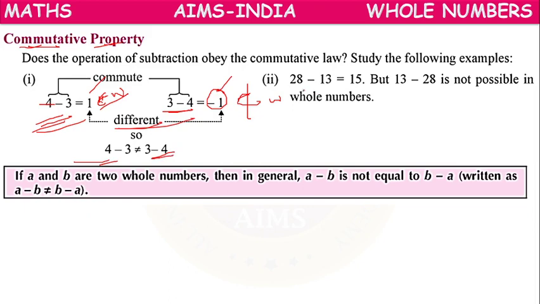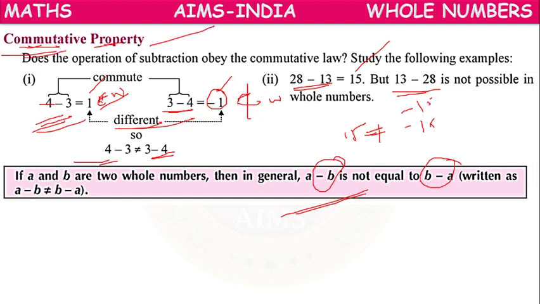In the same way, 28 minus 13 equals 15, but 13 minus 28 equals minus 15. So 15 is not equal to minus 15. So A minus B is not equal to B minus A. We can do the difference in any order, but the result will not be the same. So subtraction does not obey the commutative property like addition. The commutative property is not applicable under subtraction.